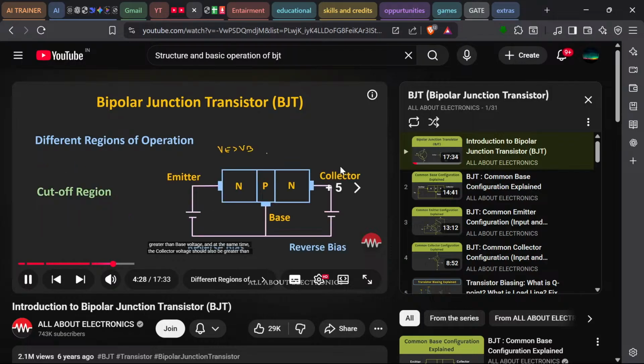Similarly, in the saturation region, the base voltage VB is greater than the emitter voltage, and at the same time, the collector voltage should also be greater than the base voltage. That means in this region of operation, the base emitter junction is forward biased, and the base collector junction is also forward biased.